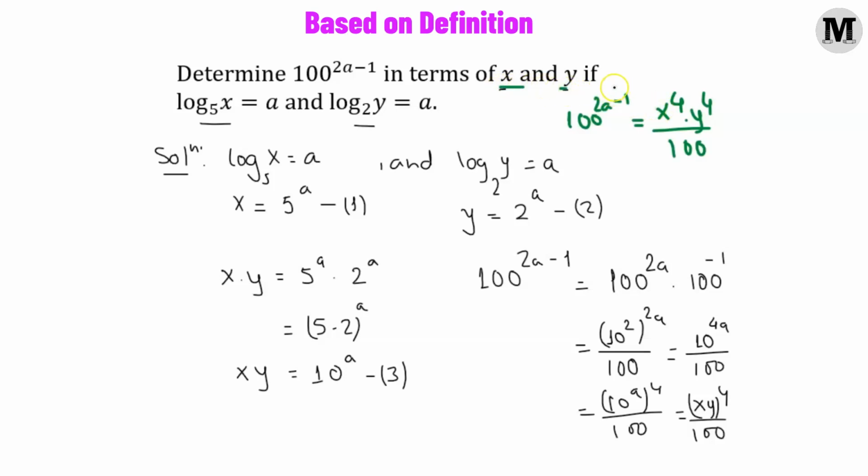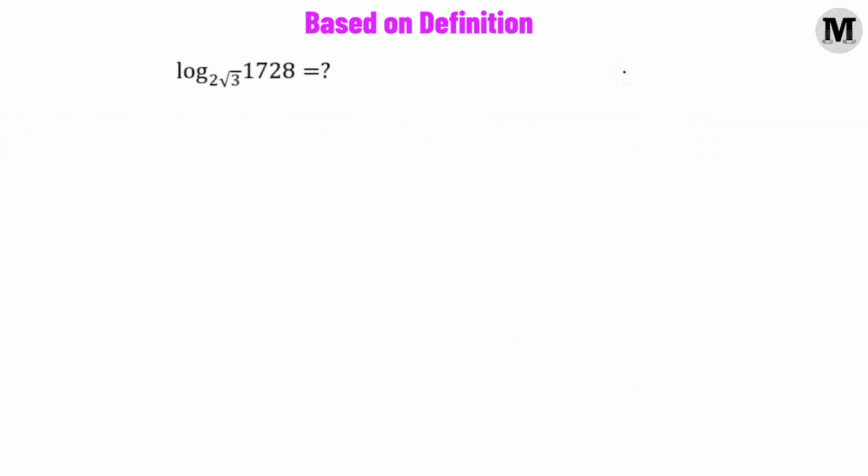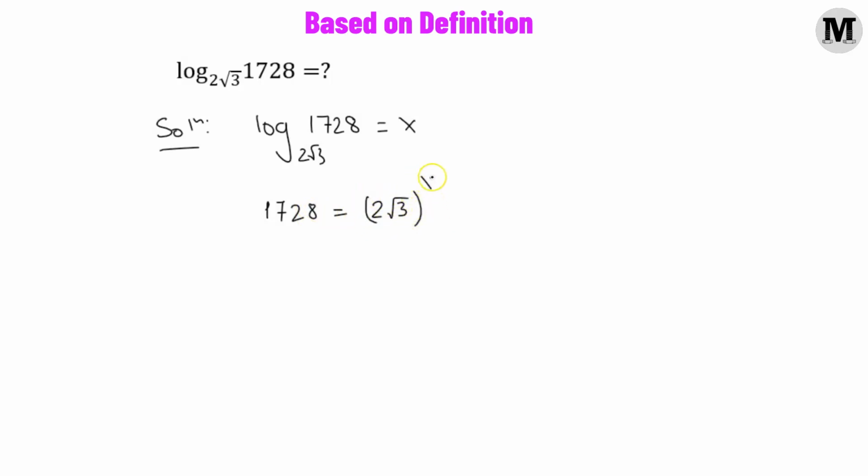Let's do one final problem. In this problem, we need to obtain the value of log of 1728 to the base of 2 square root of 3. Let us begin by supposing that this particular log value, log of 1728 to the base of 2 times square root of 3, is equal to x. Now we will apply the definition. So we have 1728 equals 2 times square root of 3 whole raised to the power of x. Fine. Now 1728 is simply 12 cubed, which equals 2 times square root of 3 raised to the power of x.